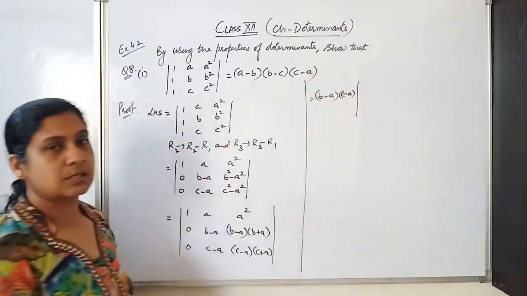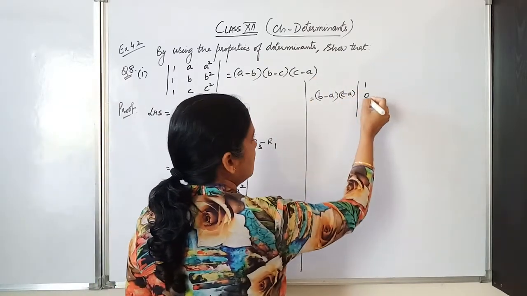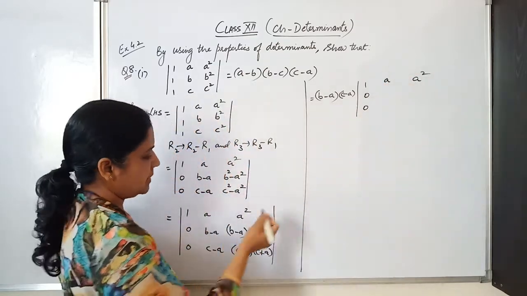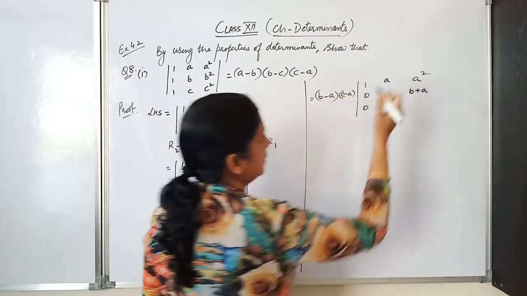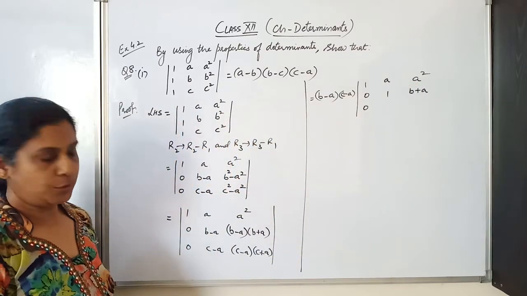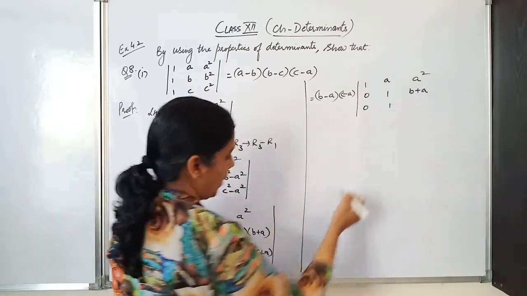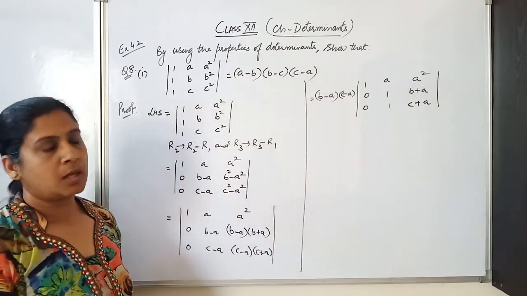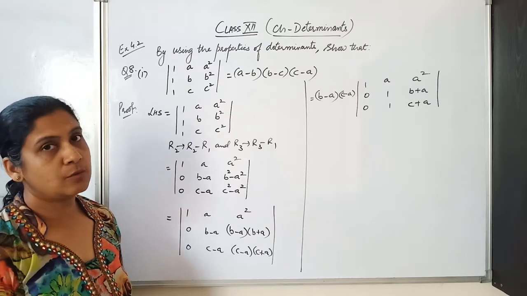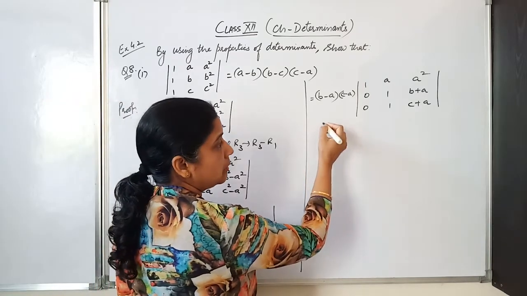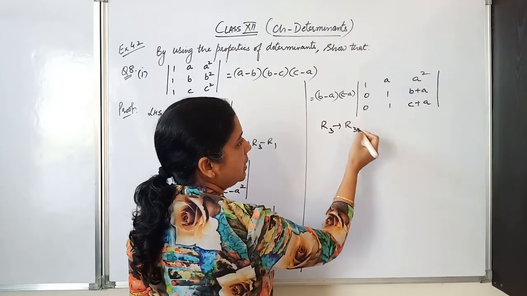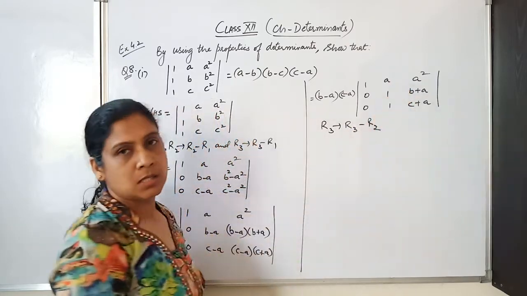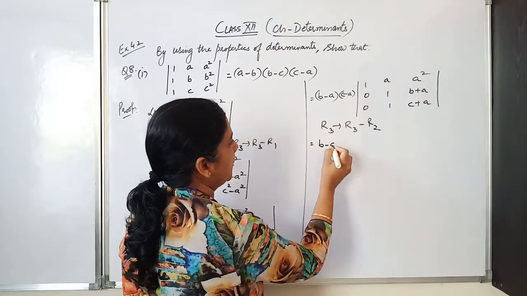We are left with this determinant: 1, A square in the first row; 0, 1, B plus A in the second row; 0, 1, C plus A in the third row. If you want, you can go for expansion, but I will still prefer using another property. R3 goes to R3 minus R2, as 1 minus 1 can be 0. So let's start doing it.